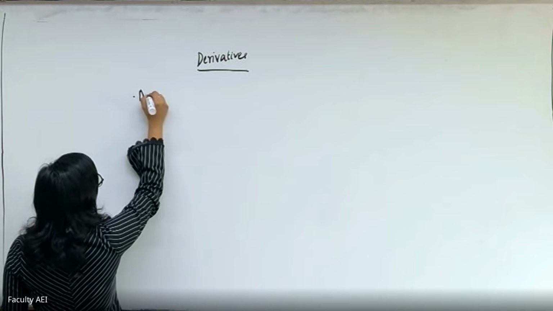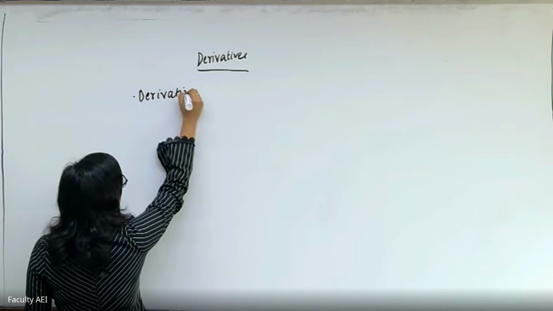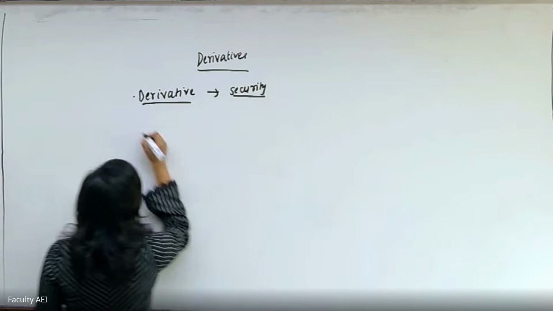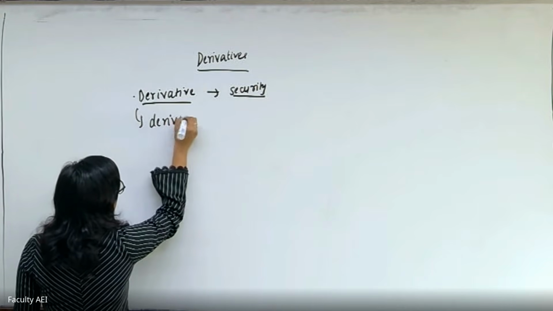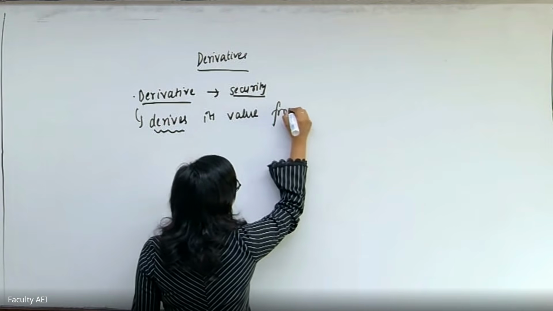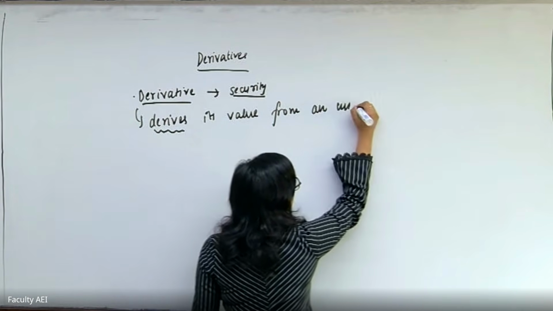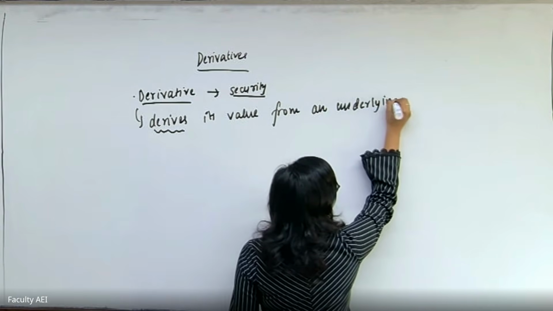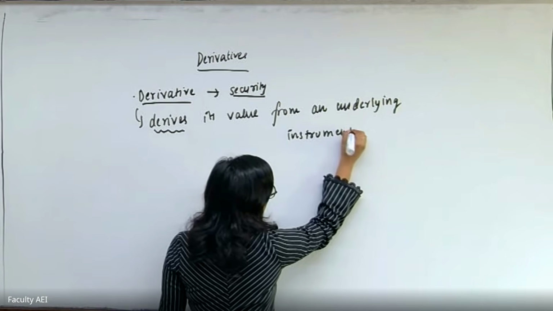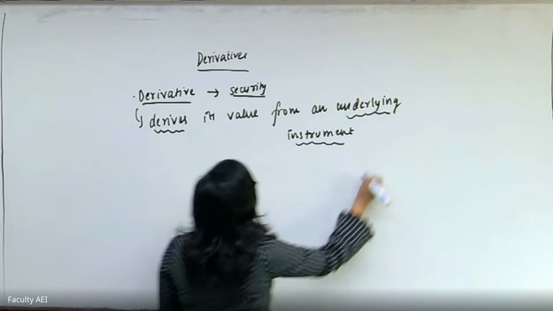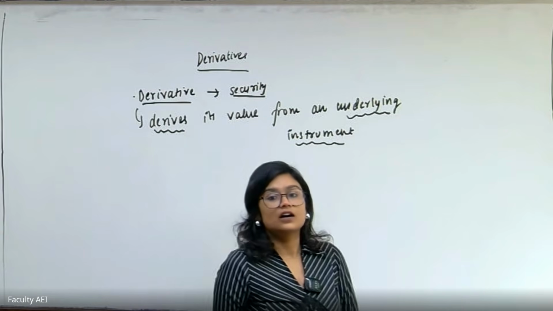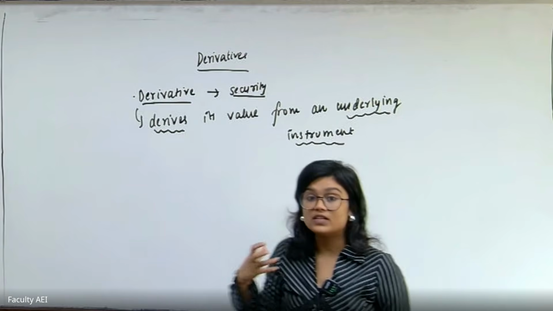So, what is a derivative? A derivative is a security which derives its value from an underlying instrument. So a derivative is a security whose value is dependent on some underlying instrument. It's a security which standalone doesn't have any value.